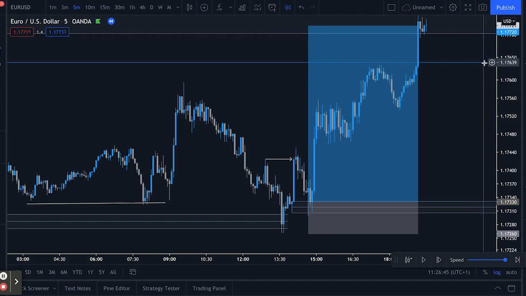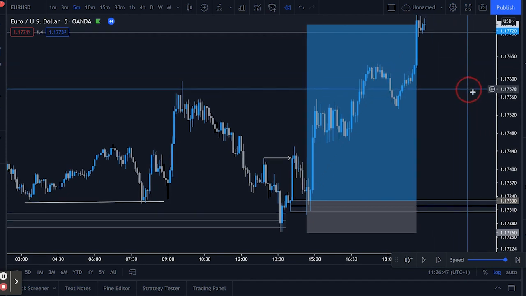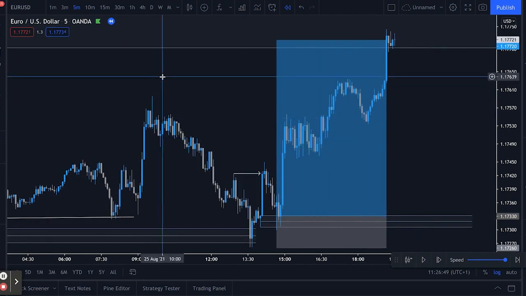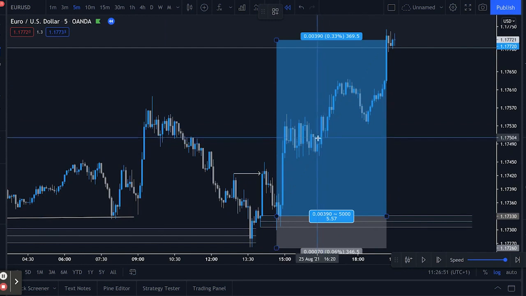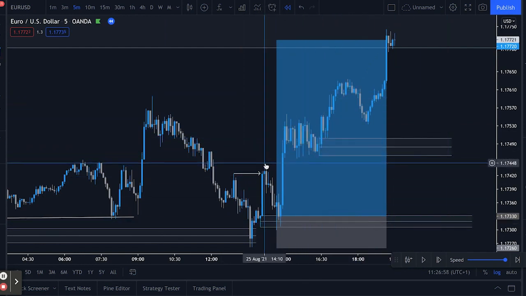So that is the Euro USD trade that I took yesterday. It was a very nice position. Shame we didn't get that scale in. Shame we didn't get that secondary entry. But it still was a lovely position indeed.